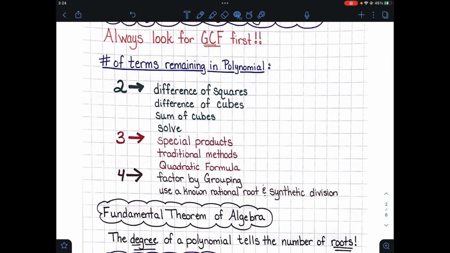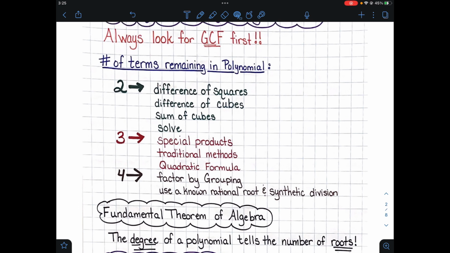If there are 3 terms, we think about a trinomial. Is it a special product kind of situation? Is it a traditional method, like box method, things of that nature? You can think of quadratic formula as well. So you have to think about which ones I can use to solve it. A lot of times when you factor out, or you're able to pull something out like difference of squares or difference of cubes, or sum of cubes, you'll have a binomial and then a trinomial, and then you'll have to end up using quadratic formula because a trinomial will not be factorable.